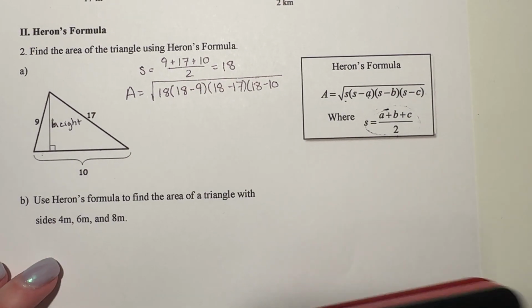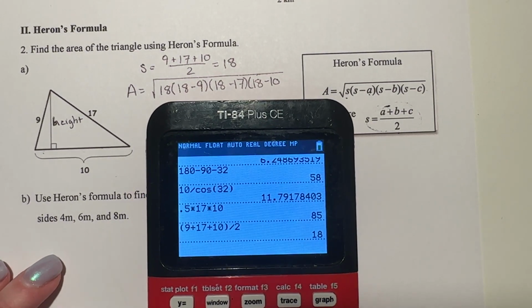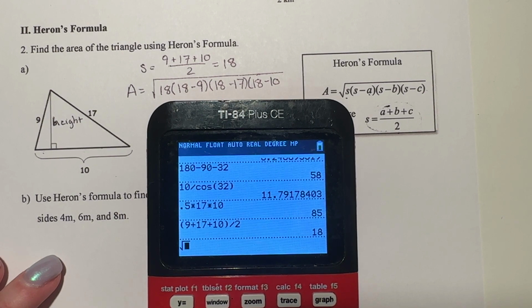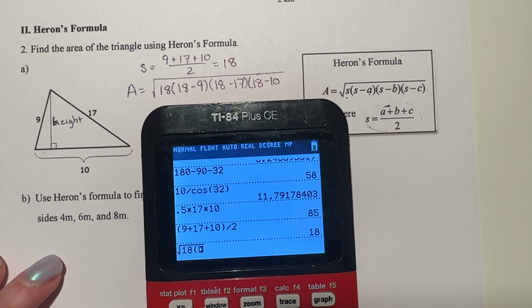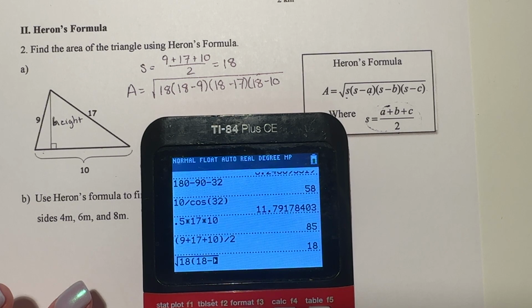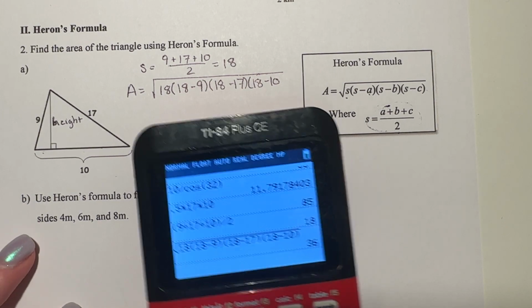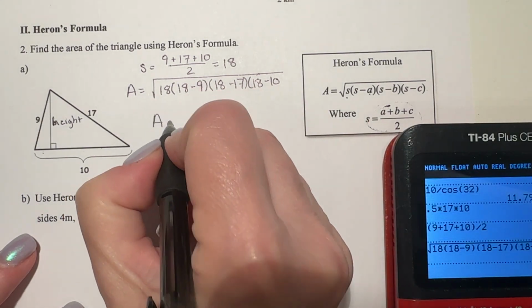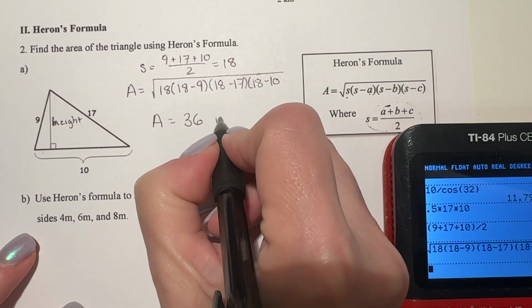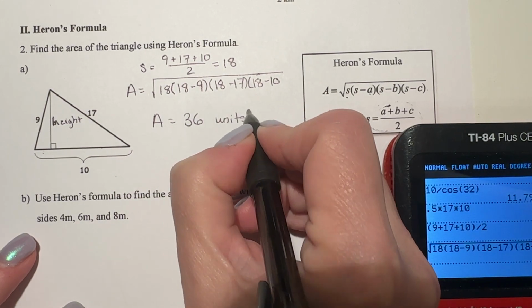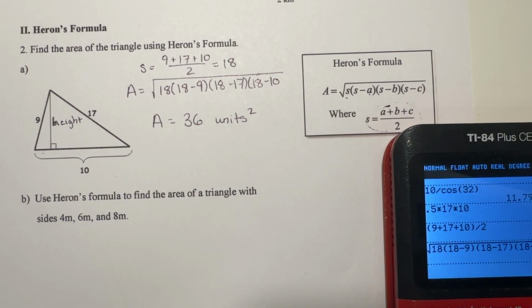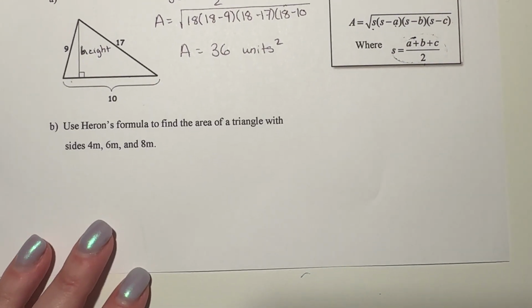Okay, so I have my formula all filled in, and now I'm going to reach for my calculator. So square root 18, open parenthesis, 18 minus 9, close parentheses, 18 minus 17, and of course 18 minus 10. And that tells me that my area in this case is 36 units squared. And that's all there is to Heron's formula. Let's try one more Heron's formula.